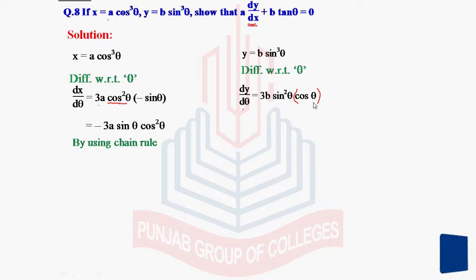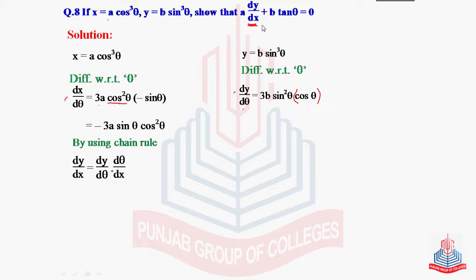We have two derivatives, dy by d theta and dx by d theta. By using chain rule, we form dy by dx. So dy by dx is equal to dy by d theta into d theta by dx. dy by d theta is 3b sin square theta into cos of theta, and for d theta by dx, we take the reciprocal of dx by d theta, minus 1 over 3a sin theta into cos square theta.